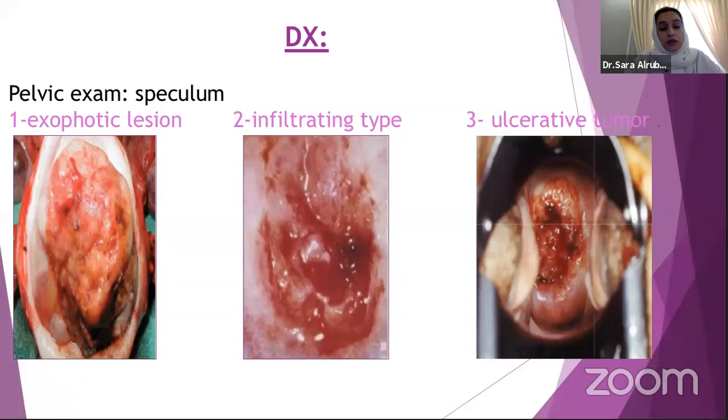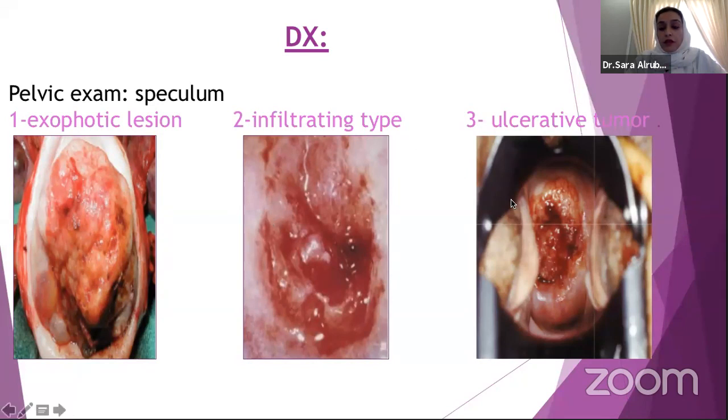Sometimes it grows and dilates the endocervical canal, and anatomically, at the level of gynecologists, they call it a barrel-shaped tumor. Infiltrative type: usually when you do the speculum exam, you see erythema and some areas of bleeding, but when you touch the cervix, you find it's hard like a rock.